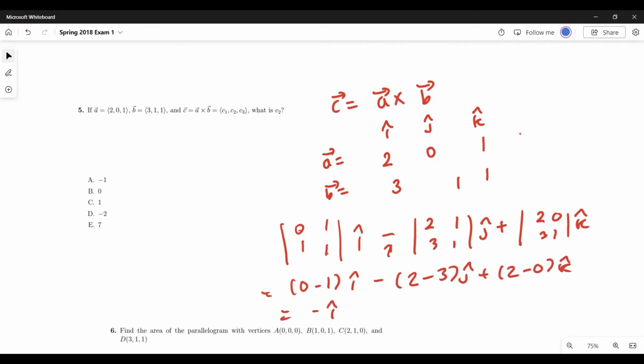This becomes negative I plus J plus 2K, and it's asking for the C2 value. This is the C2 value, and that's just 1. So the answer is C.